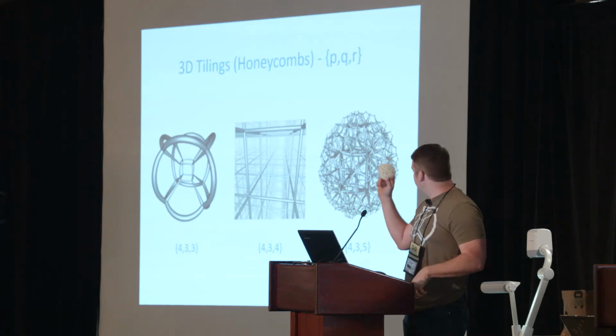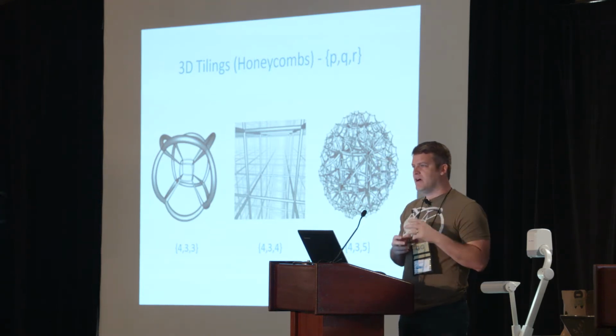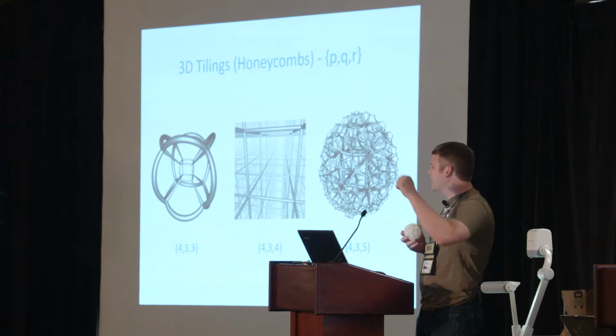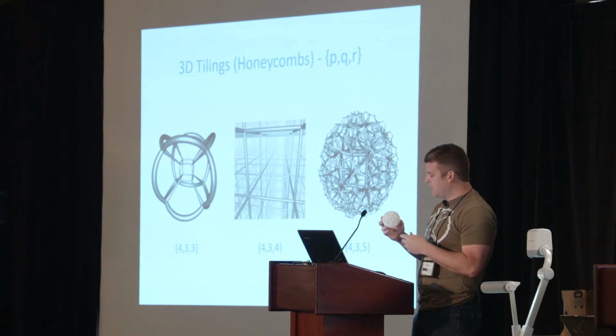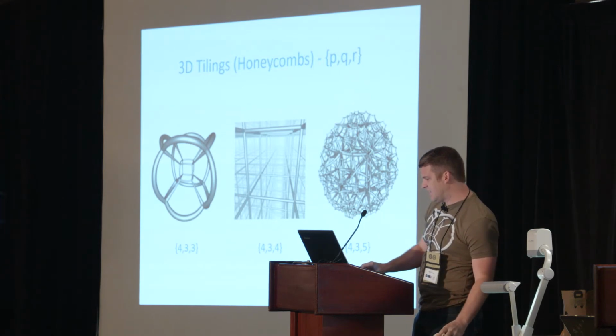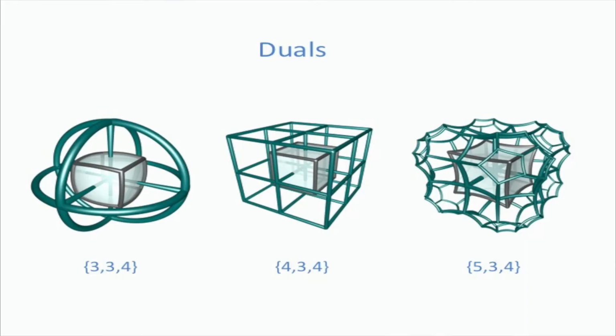I have some models of these. I don't have enough time to show them on the ELMO, but they're at the table near the center there. You should come check them out and see if you can find the cube inside these things. It's neat to study these things in person. And they have duals too. The Schlafly symbols are reversed like always.